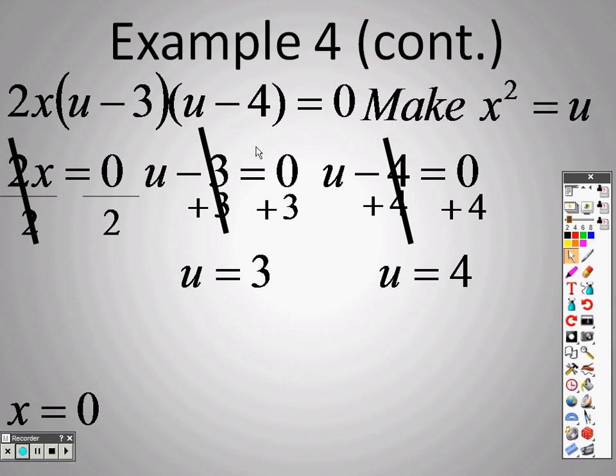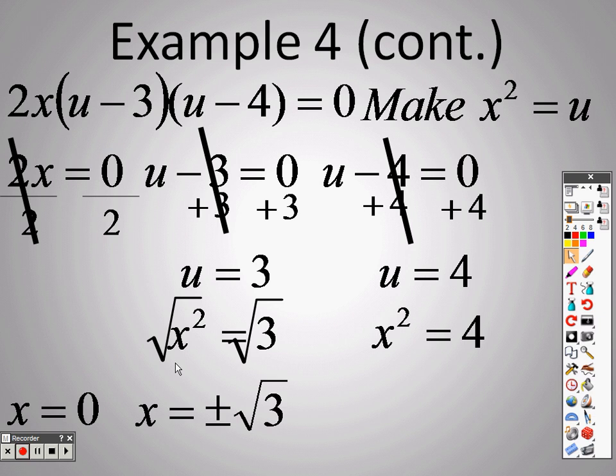I made x squared equal u. So instead of that, let's go backwards and plug x squared in for u. So it's x squared equals 3 and x squared equals 4. When I square root this, I end up getting x equals plus or minus root 3. And when I square root this, I end up getting x equals plus or minus 2. So if you think about it, that original problem was to the 5th power. Here's 1 answer, 2, 3 answers, 4, 5 answers.